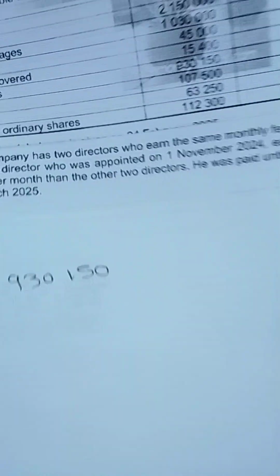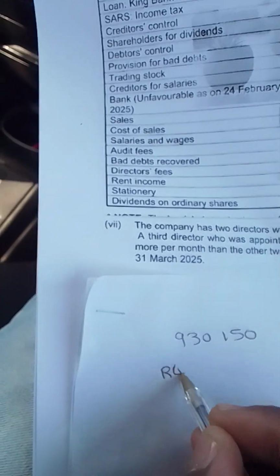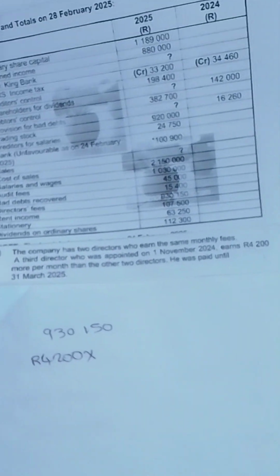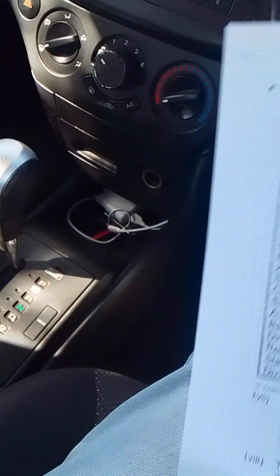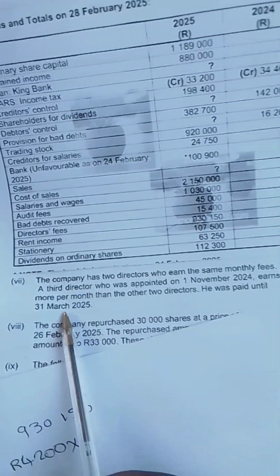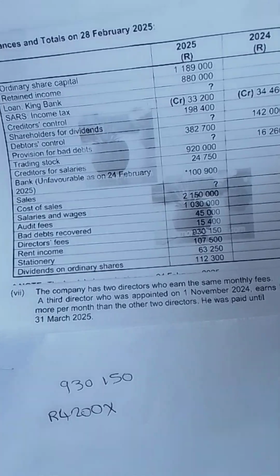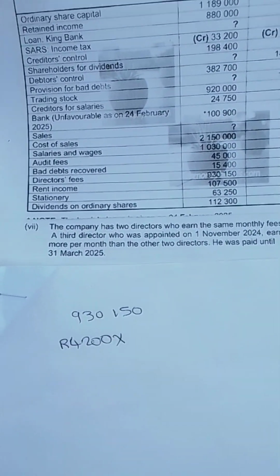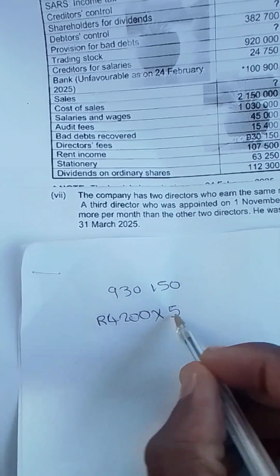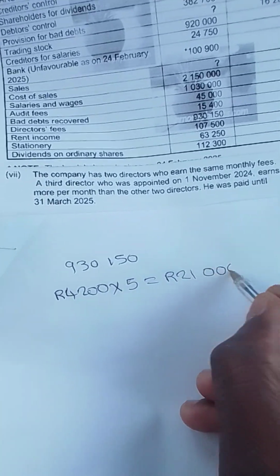Now, as it is said that the other director earns 4,200 more than the other directors, let's see for how many months he got the 4,200. They say he was paid until the 31st of March 2025. Never mind my he or she; I don't know if the director was male or female, but it doesn't make any difference. So the 4,200 times 5 months will give us a total of 21,000.